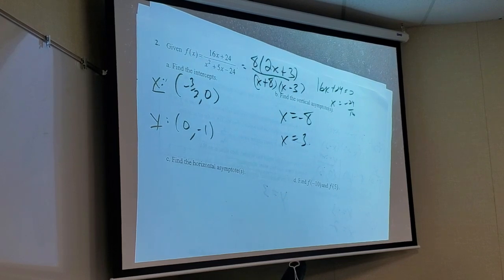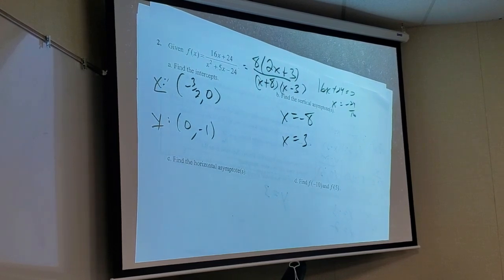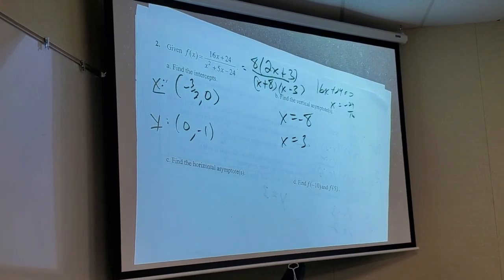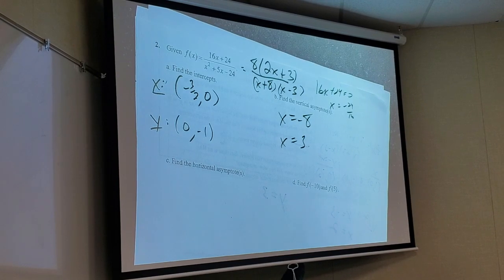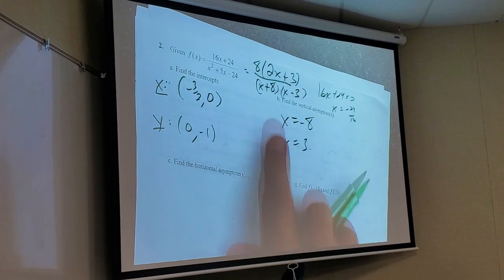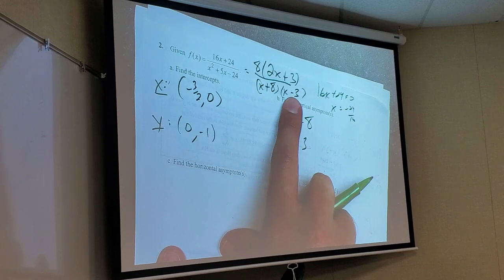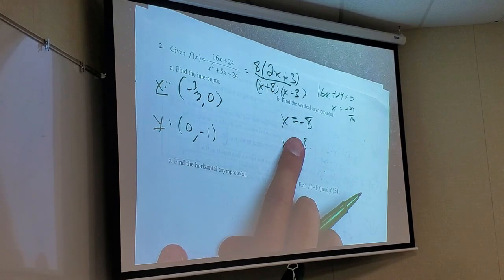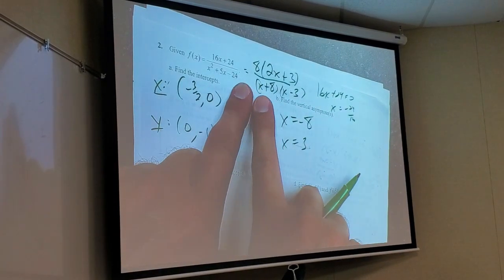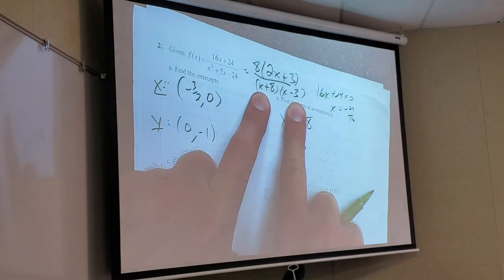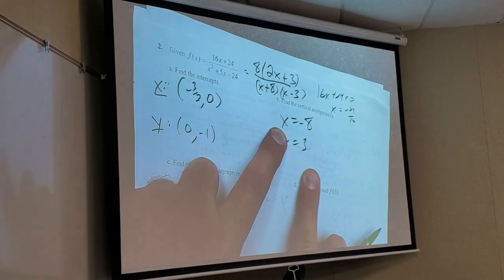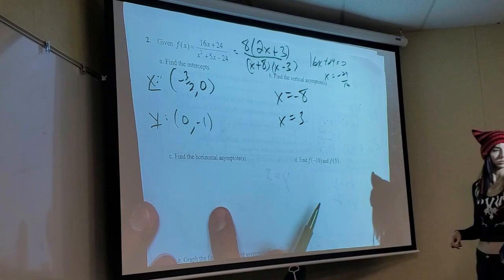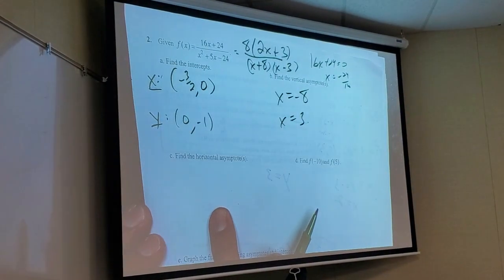So, when you ask us to find the asymptote, do we have to show any work, or can we just say what it is? Well, this is the work. For the vertical asymptote, you have to factor. That's your work, and then you can just write them down. Horizontal asymptote, it depends on how I ask it.